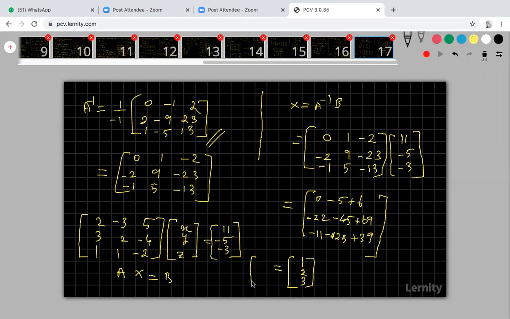What is our left hand side? X, Y, Z. So therefore the conclusion is your x is equal to 1, y is equal to 2, z is equal to 3. Okay, so therefore this is the answer. Please note that.